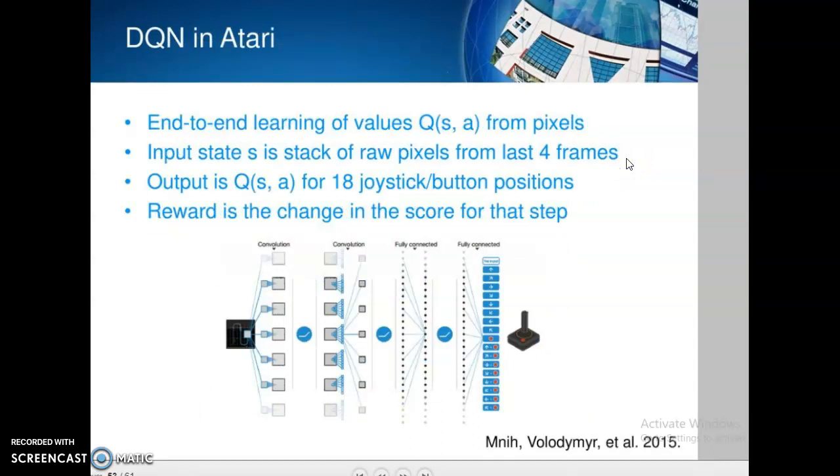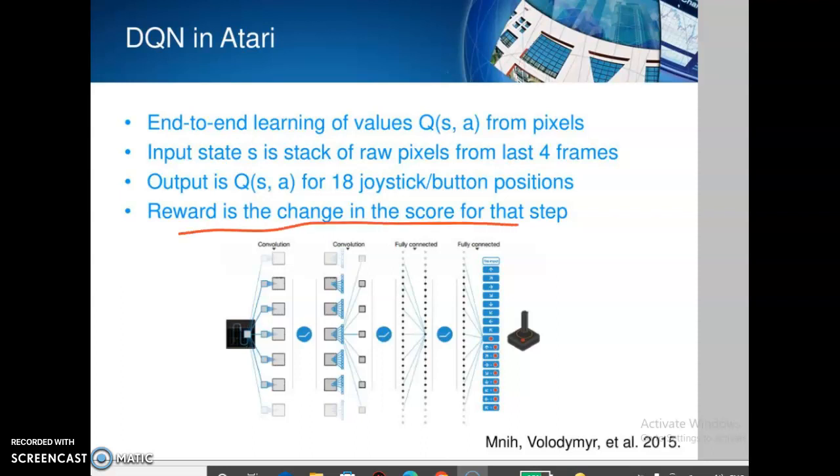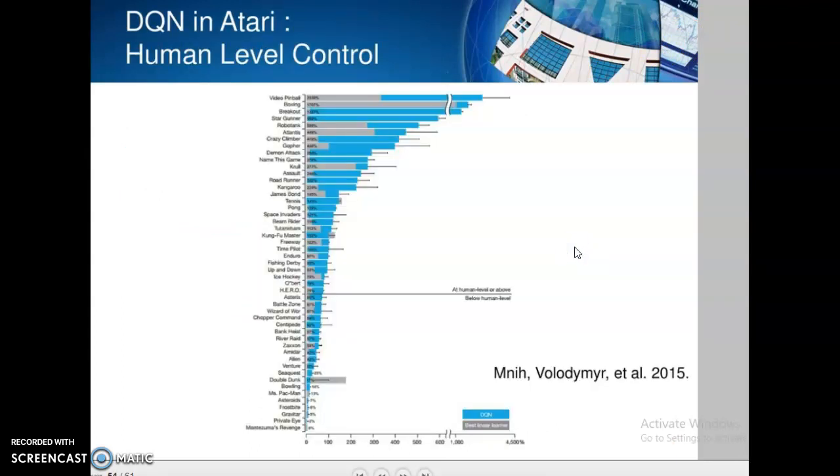End-to-end DQN in Atari. End-to-end learning of values Q of S, A from pixels input state. S is a stack of raw pixels from the last 4 frames. Output Q of S, A for 18 joystick and button positions. Reward is the change in the score for the step. Here convolution, fully connected. This is the 2015 paper, human-level control. This is the 2015 paper.